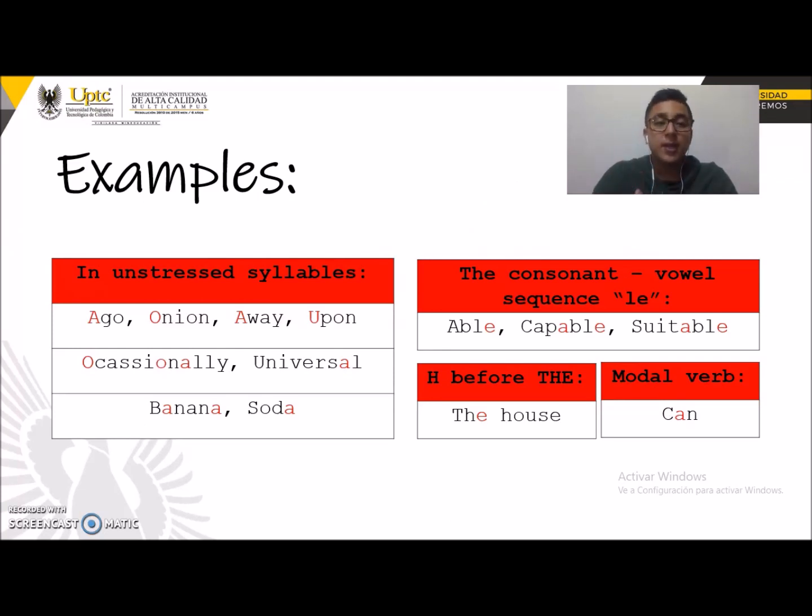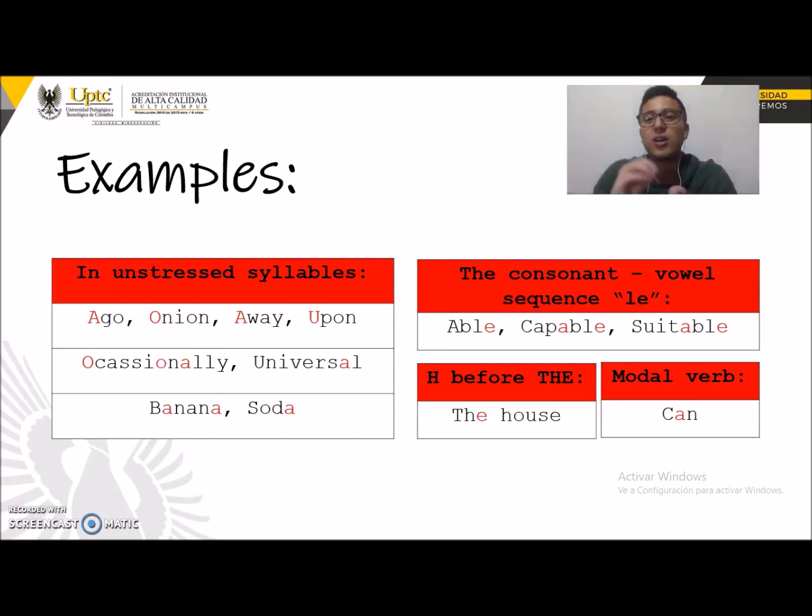So examples. In unstressed syllables, we have ago, onion, away, upon, occasionally, universal, banana, and soda. I'm going to get a little bit closer to you, not for you to fall in love with me, but for you to pay attention to my mouth, because in that way you can realize how you have to put your mouth, as it is an unclear sound and sometimes it's hard to get. You don't need to open your mouth too much. Ago, onion, away, upon, occasionally, universal, banana, and soda.